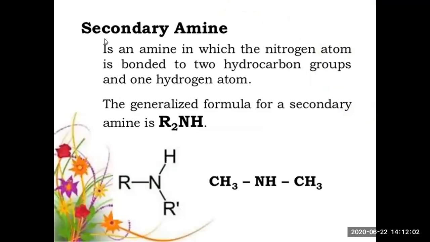Next is secondary. A secondary amine is an amine in which the nitrogen atom is bonded to two hydrocarbon groups and one hydrogen atom. The generalized formula for a secondary amine is R2NH. Here we can see the R2 and the one H, so this is the chemical formula. Once again, the single line shows the single covalent bond between all these atoms.